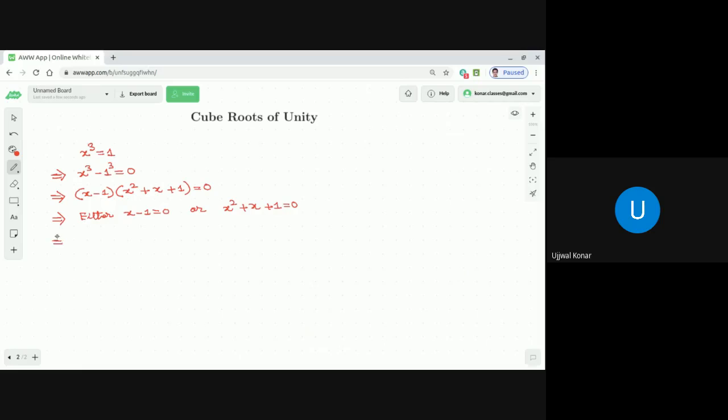This implies, dear students, either x is equal to 1, this is one root, which you already found without touching the pen and paper before beginning the discussion. Or the next one, that is x square plus x plus 1 equal to 0, that is a quadratic equation. And we know how to solve a quadratic equation.